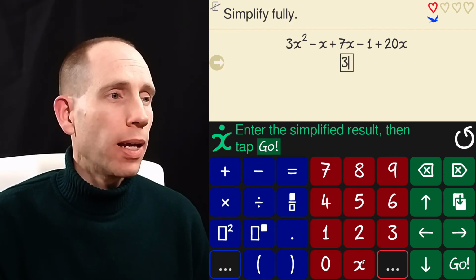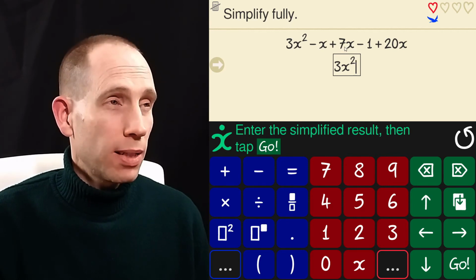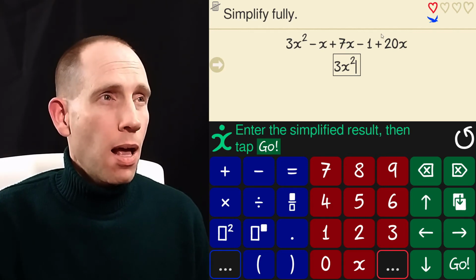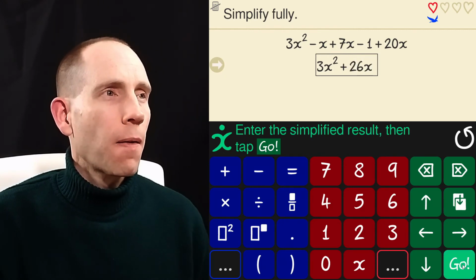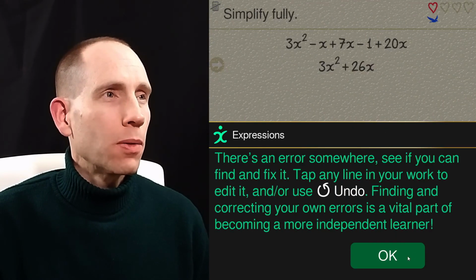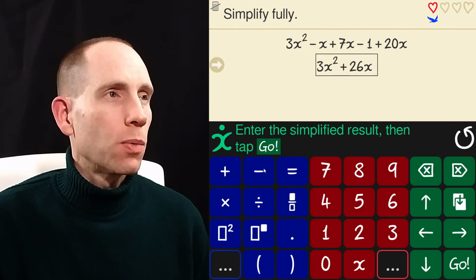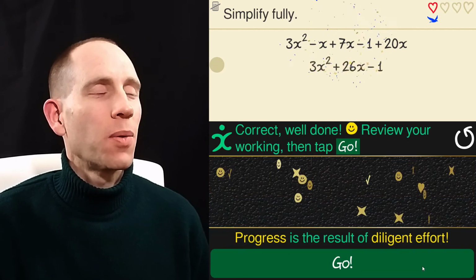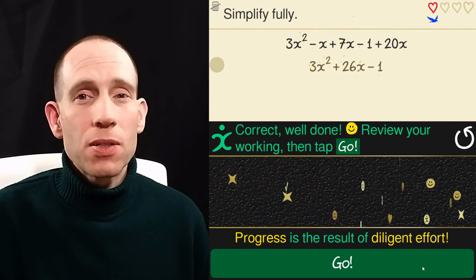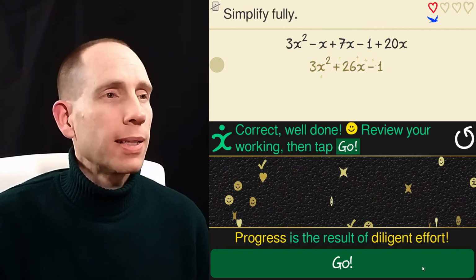So I've just got the 1x squared term. And then I've got 3 x terms here, so minus an x plus a 7x will give me 6 x's, and then plus another 20 of them will give me 26x. Oh, no it won't. Oh yes it will, I've just forgotten to put on the minus 1, I left the constant term off the end. Now let's see if that's okay, yes, there we go. So it doesn't matter too much if you get things wrong, you just correct it, look for that error, try and spot it, and that's quite good practice.